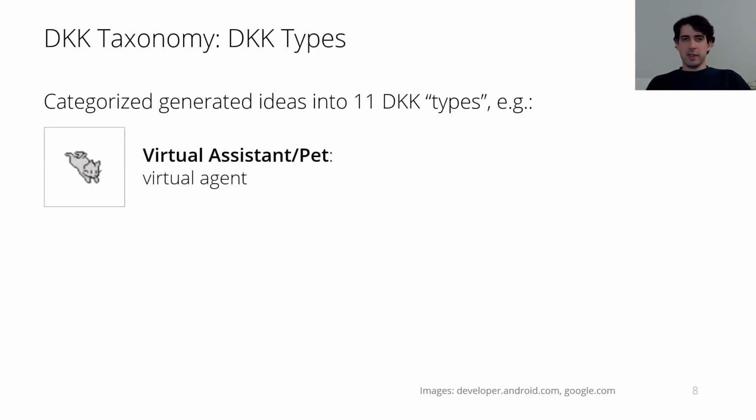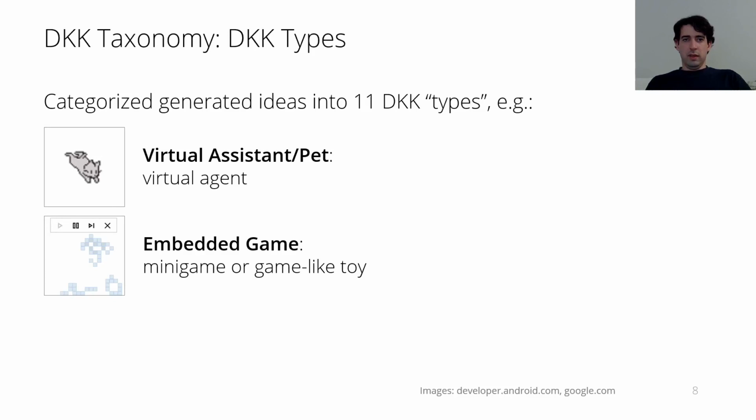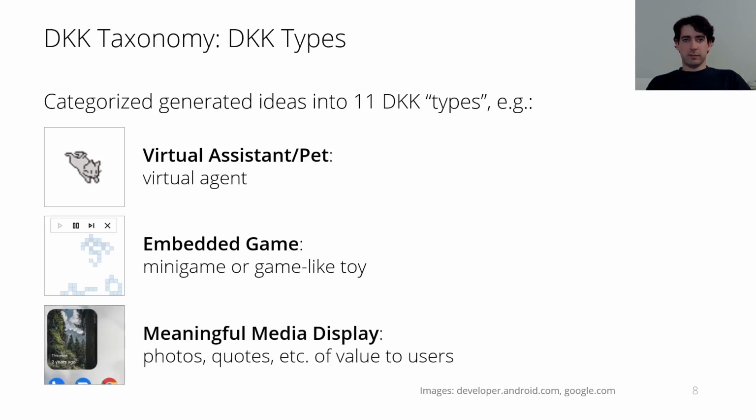Some examples of these are a virtual assistant or pet, like a cat that chases something on the screen; an embedded game, like a minigame or game-like toy that can be triggered by external actions; and a meaningful media display, which displays photos, quotes, or other things of value to users. For example, a display of photos from the same time in past years.